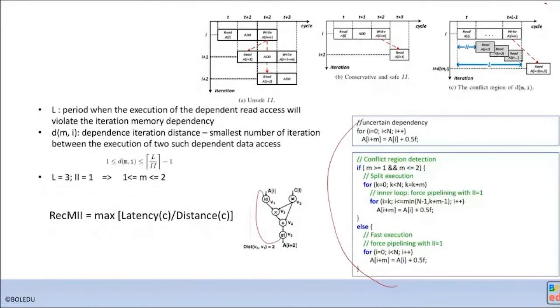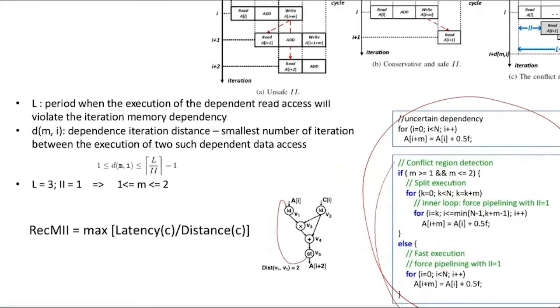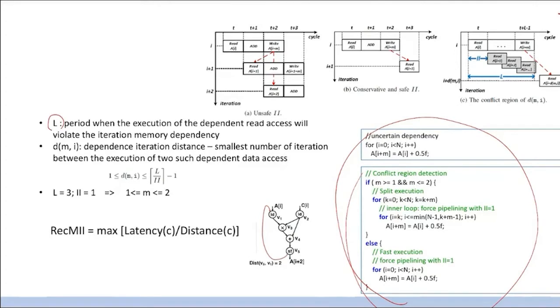So I will introduce the code here later. Yeah, let's introduce the concept here. The L is the period of the dependent read access that will violate the iteration memory dependence. Basically, the L is the loop iteration latency, where you generate the write value and then you use the value. It takes time to generate the write value. And in this example, the L equals 3.